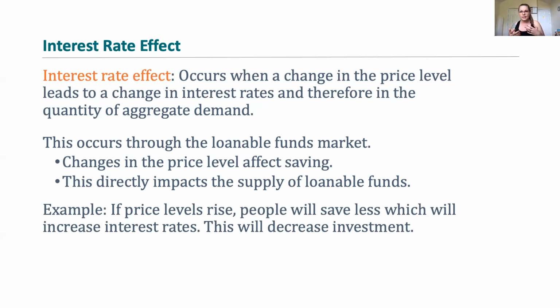Let's look at the other example. Price levels fall. When price levels fall, things are overall cheaper and our money goes further. So people's ability to save increases. If there's more going into savings, it increases the supply of loanable funds. When the supply of loanable funds is higher, interest rates fall. And so purchases of goods and services on credit is likely to increase. This is also true for investment.